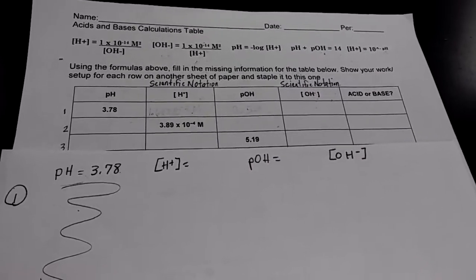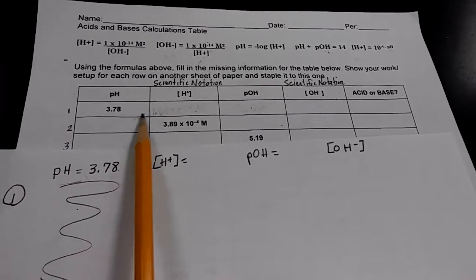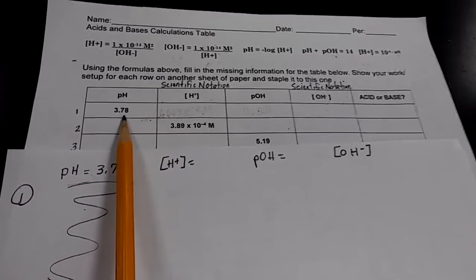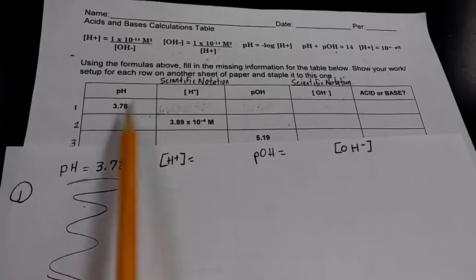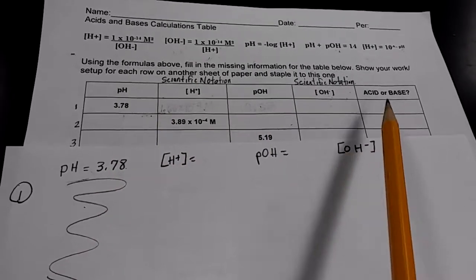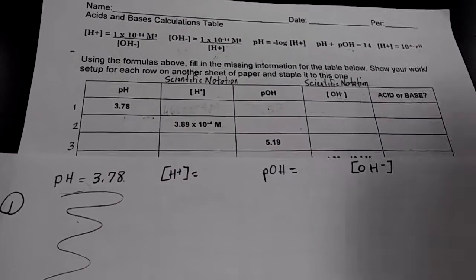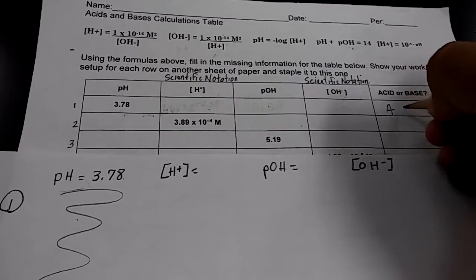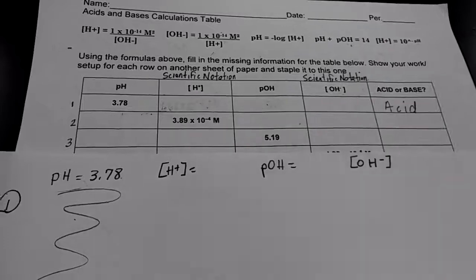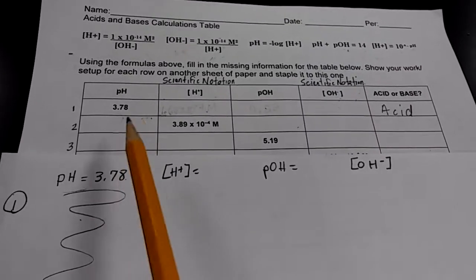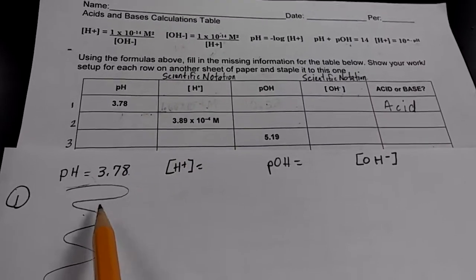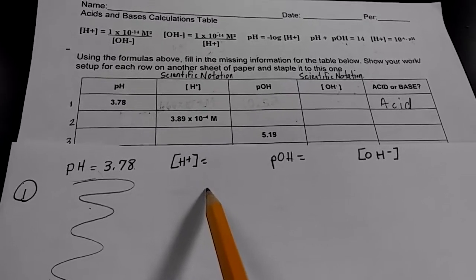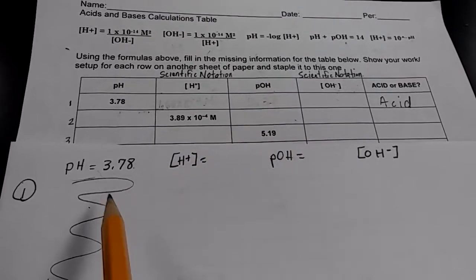If you look at the very first one, you're going to find out that it gives you the pH, and it tells you that it's a pH of 3.78. Right then and there, it tells you whether it's an acid, base, or neutral, so you can automatically fill that in. So we know that 3.78 is below 7, so it's an acid. Okay, for the rest of them, I'm going to ask you to please show the work and put it on a separate sheet of paper and staple it to that worksheet right there.